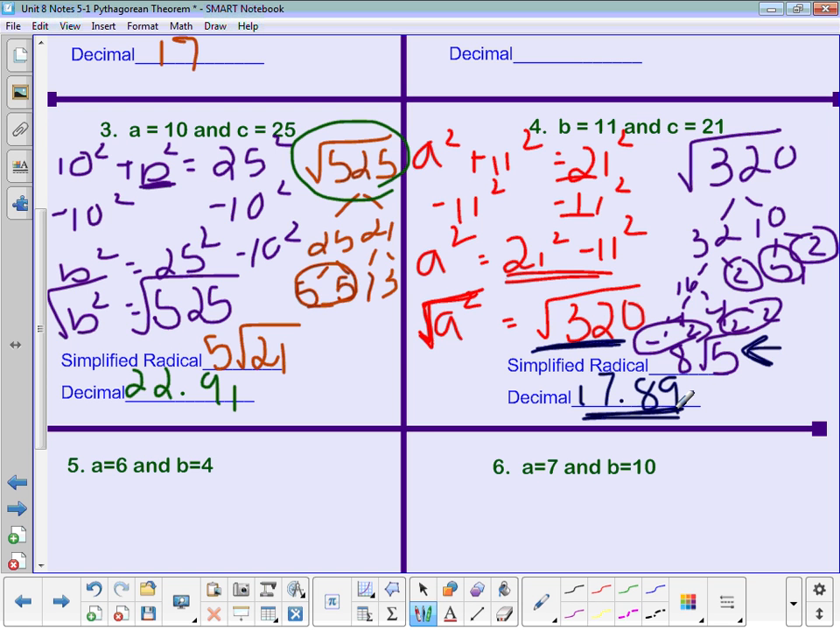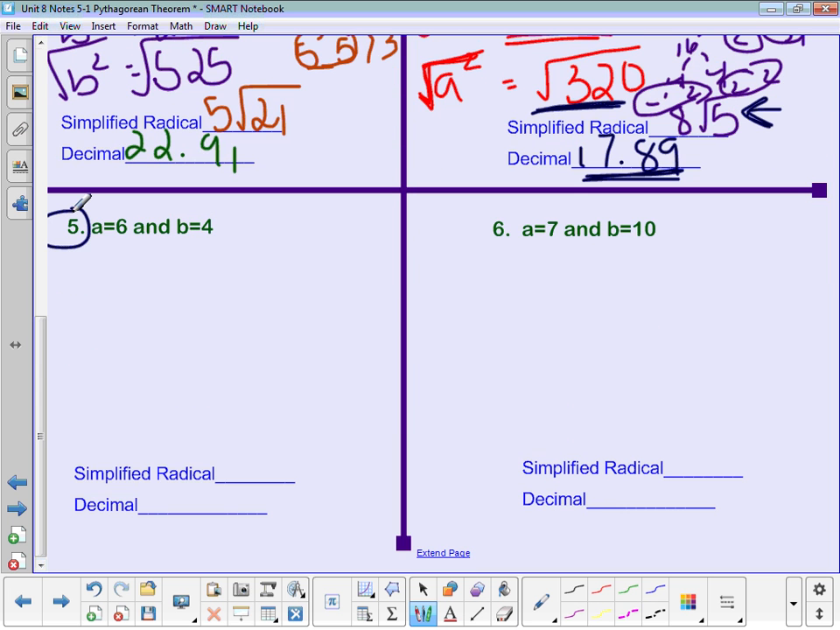Okay, that's just something to think about if you'd like to be checking your answers. I want you guys to go ahead and try number 5 on your own. So see if you can get it all set up and then solve. Don't forget to give me a simplified radical and a decimal.